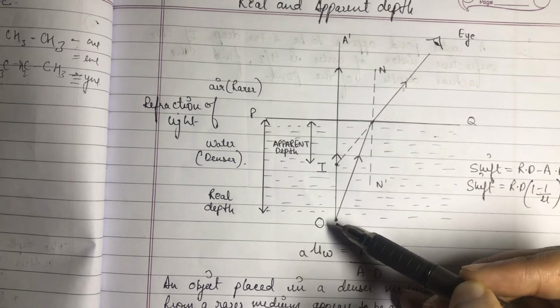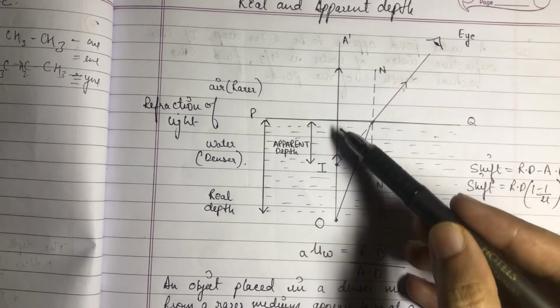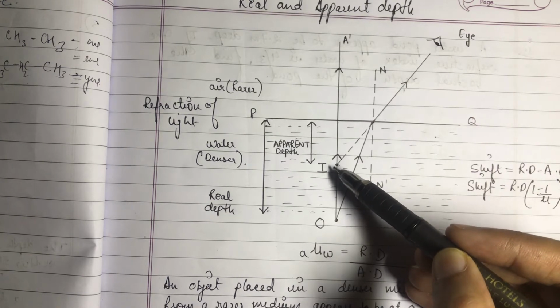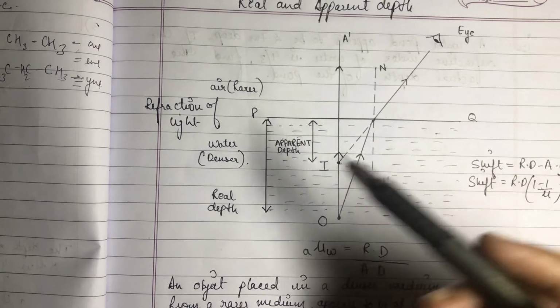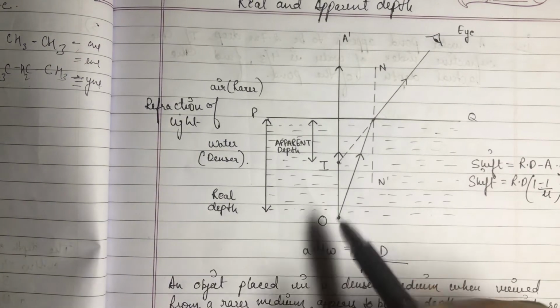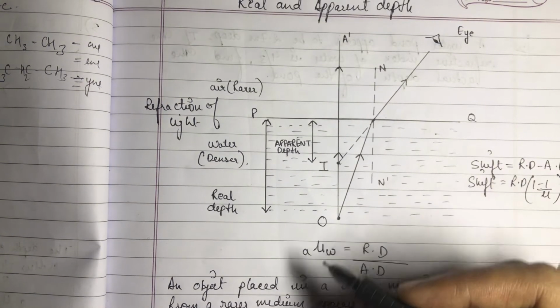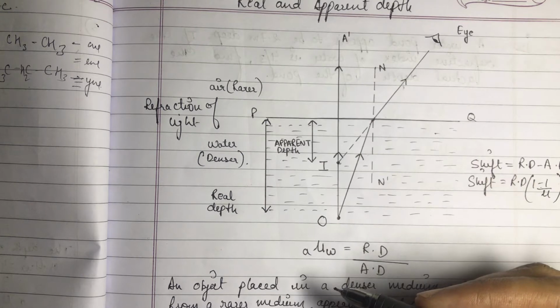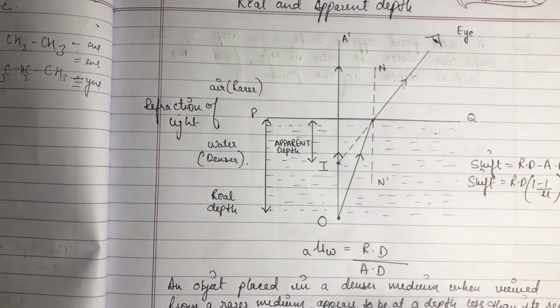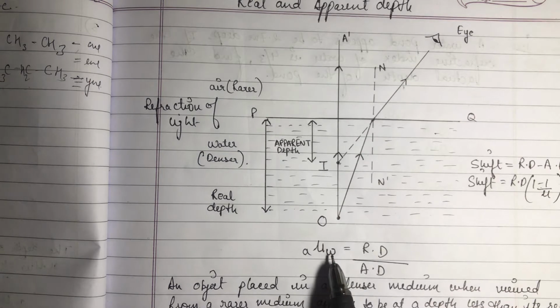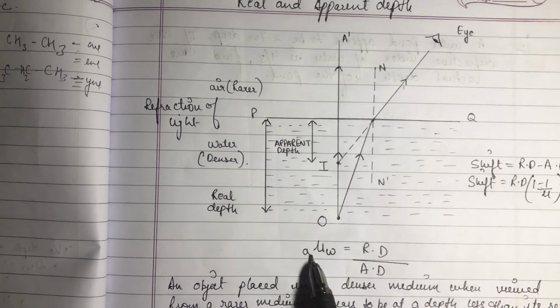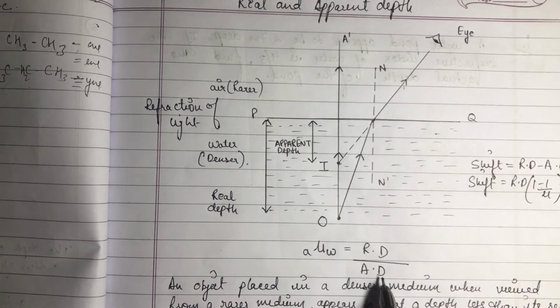Real depth is what the depth actually is, and apparent depth is what appears to the person viewing from outside. This takes place because of refraction of light. You can see this is the phenomenon which has taken place. Now I'll talk about one more thing, that is shift. But before going to shift we'll discuss this formula, that is the refractive index of water with respect to air, which is real depth upon apparent depth.